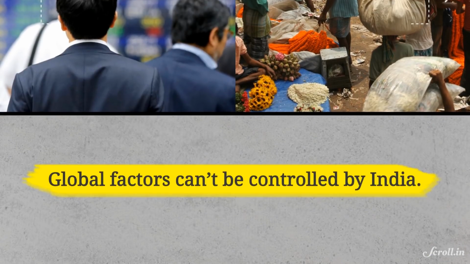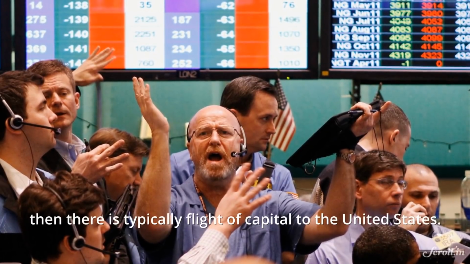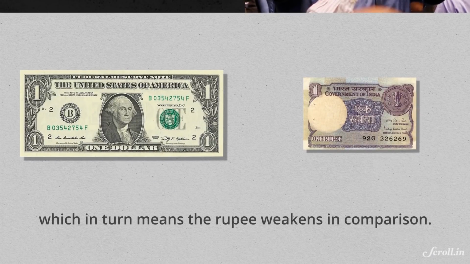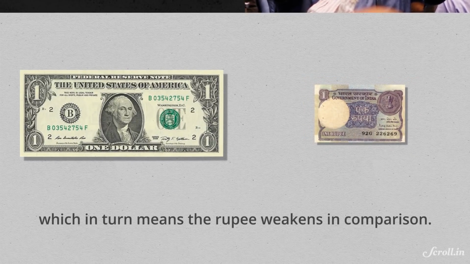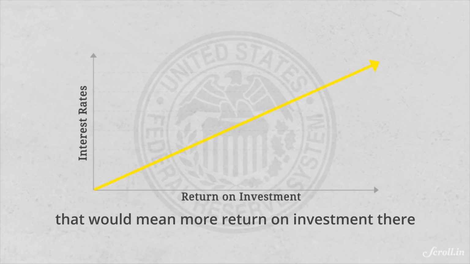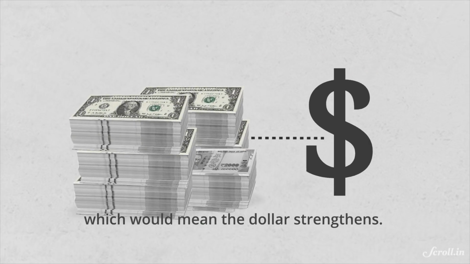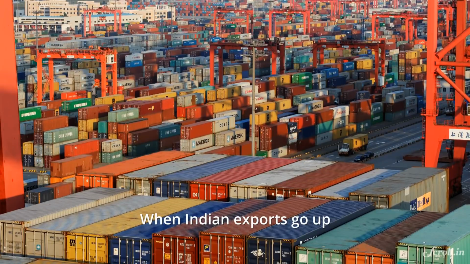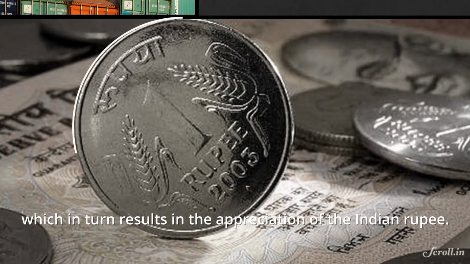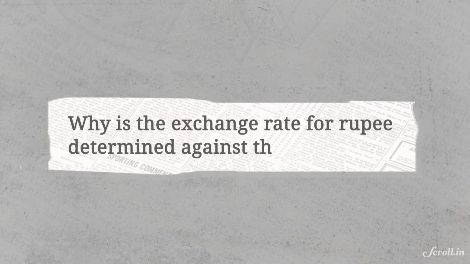Global factors cannot be controlled by India. For example, if there is volatility in global markets, then there is typically flight of capital to the United States. That strengthens the dollar, which in turn means the rupee weakens in comparison. Or if the US Federal Reserve increases the interest rates, that would mean more return on investment there, and that increases the demand for the dollar, which would mean the dollar strengthens. When Indian exports go up, we get more dollars into our economy, which in turn results in the appreciation of the Indian rupee.